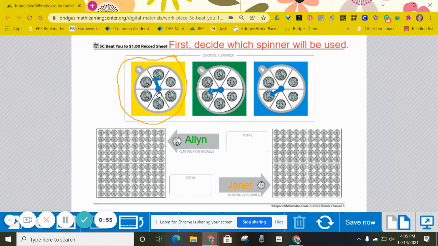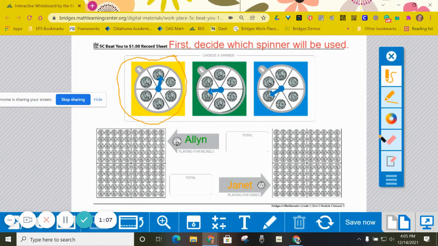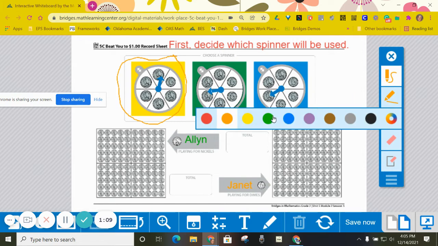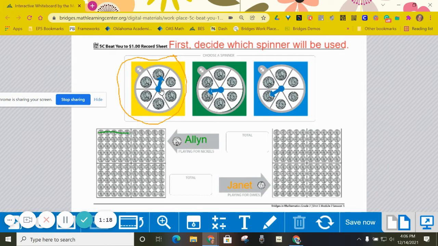And that landed right on the line. Let's do it again. So it came up as a nickel. Alan is the one who's playing for the nickels, so he is the one who gets to mark off 5 pennies from his chart. 5 pennies is the same as a nickel, so he has marked that off. Now we go back and we spin again.